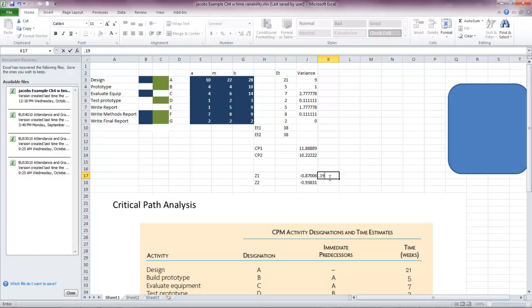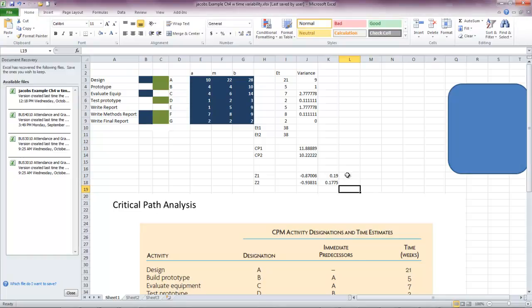minus 0.93, when I look it up in the book, is interpolated between 18.5% and 17% roughly, okay? So this is approximately 17.17, something on the order of 17.75% probability.